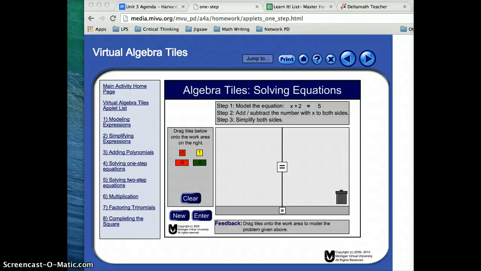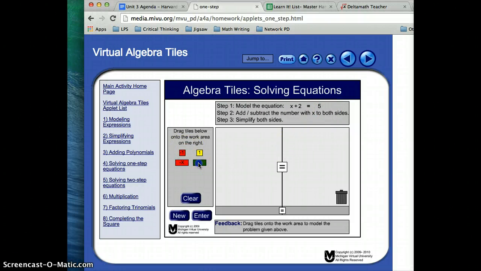Good morning. So today you guys are going to be using this program, the virtual algebra tiles, again. And instead of combining like terms, you're going to be solving equations. So you're going to follow the steps on the top of the screen, starting by modeling the equation. And it says x plus 2 equals 5.